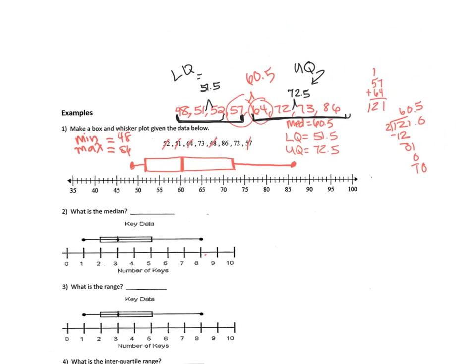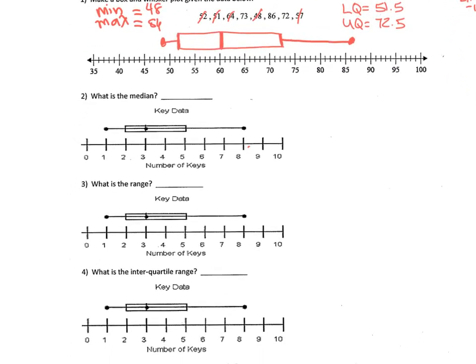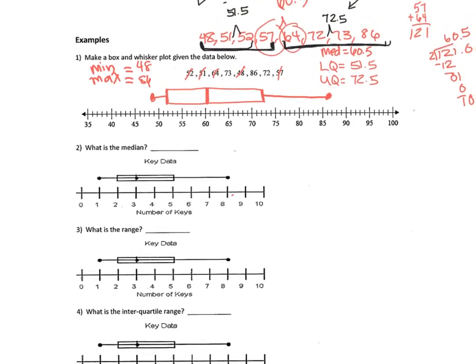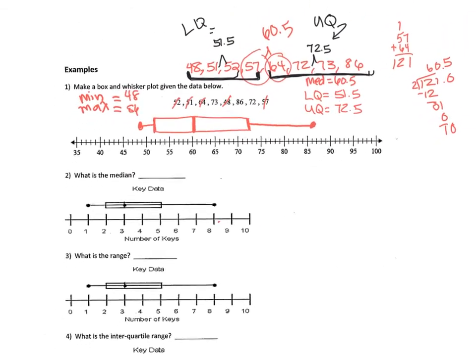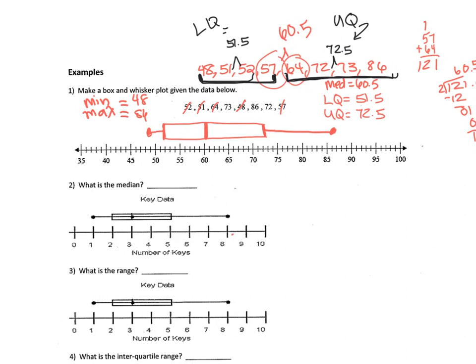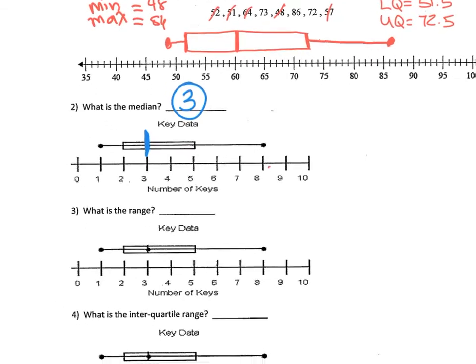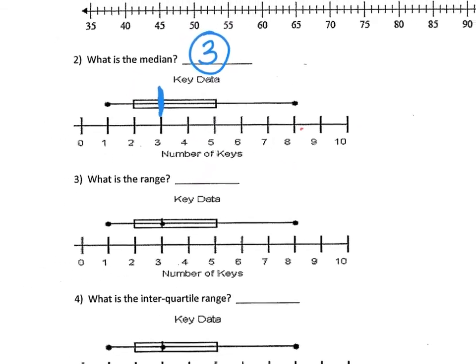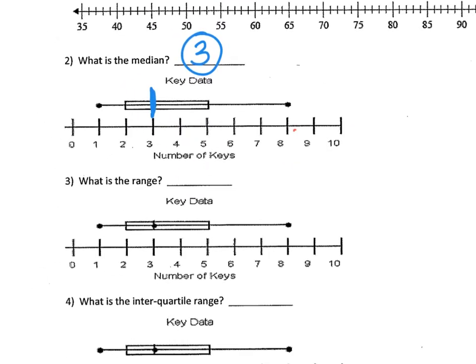Okay, so creating is kind of the worst part. Answering questions for ones that are already created for you, not so bad, right? What is the median on number 2? What's the median? 60.5. Okay, so number 3. They've already made a box and whisker for you. Number 3, what's the range? How do we find the range? 8 minus 1.